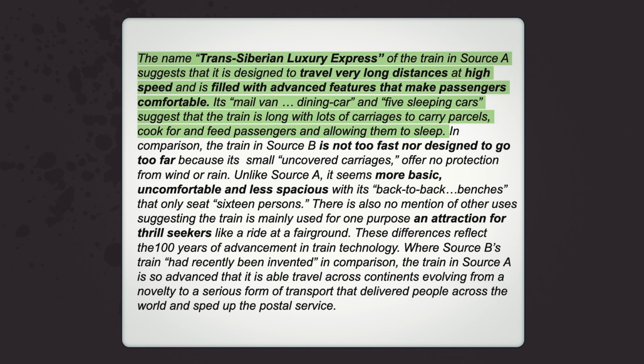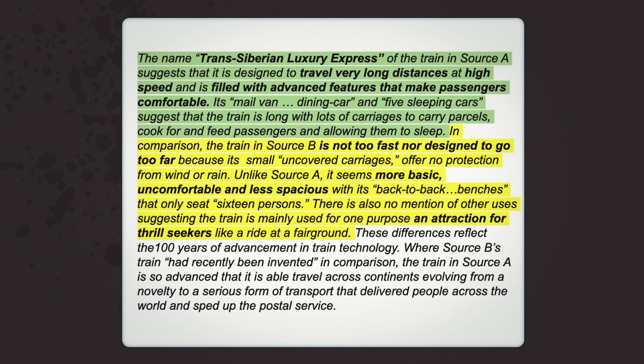Okay, this is about Source A. The name Trans-Siberian Luxury Express of the train in Source A suggests that it is designed to travel very long distances at high speed and is filled with advanced features that make passengers comfortable. Its mail van, dining car, and 5 sleeping cars suggest that the train is long with lots of carriages to carry parcels, cook for and feed passengers, and allowing them to sleep.